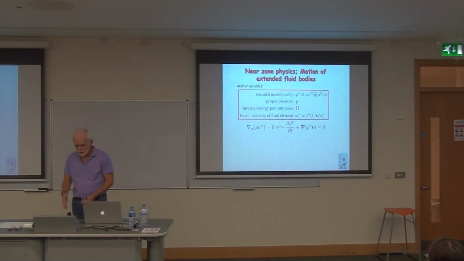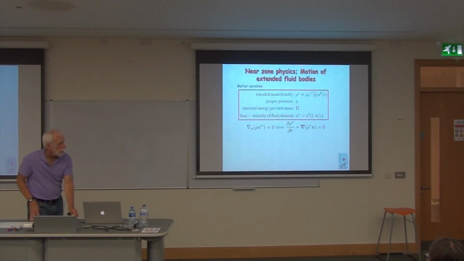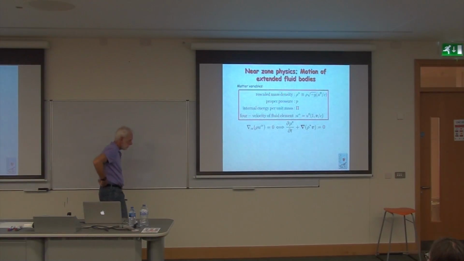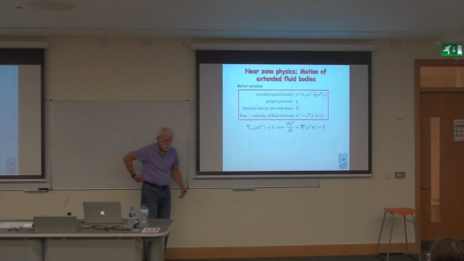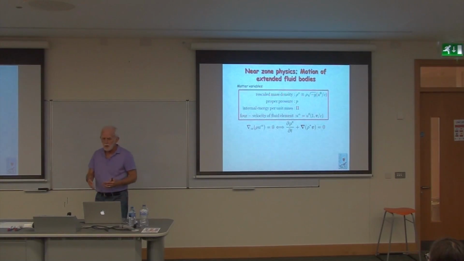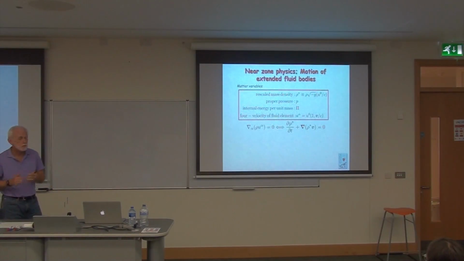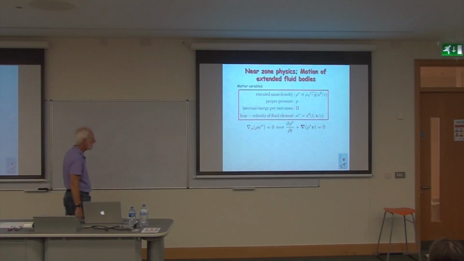So let's now think about the near zone. I want to write our source variables in a particular way that turns out to be very useful when we take this iteration of the gravitational field and look at it in a slow motion weak field approximation, and this will lead us to the Post-Newtonian approximation.